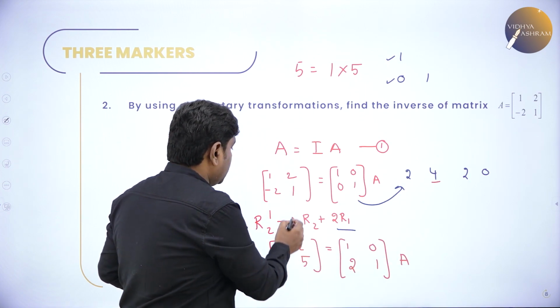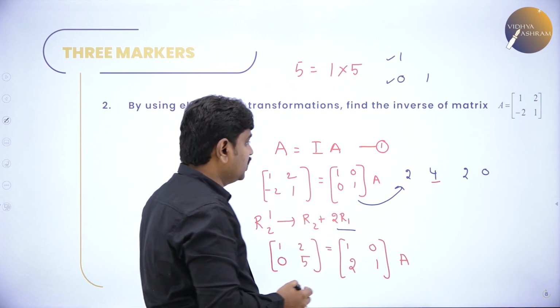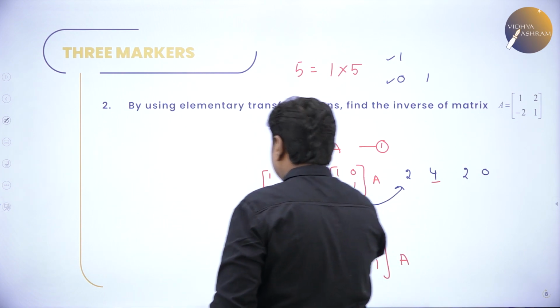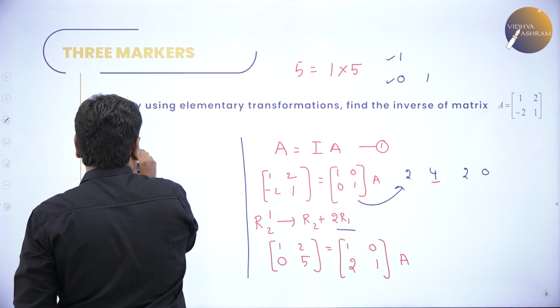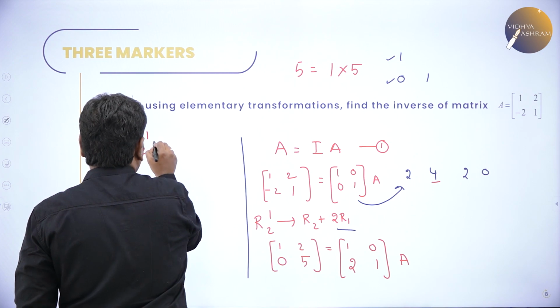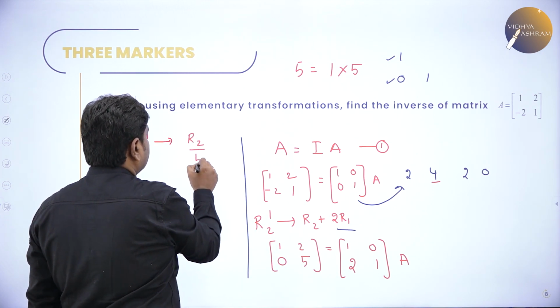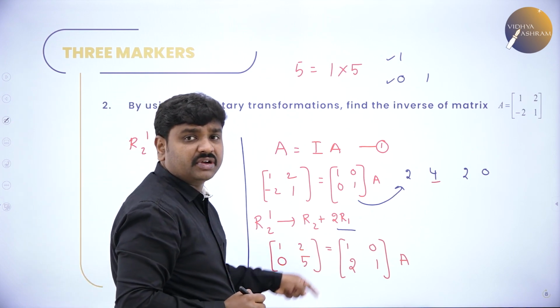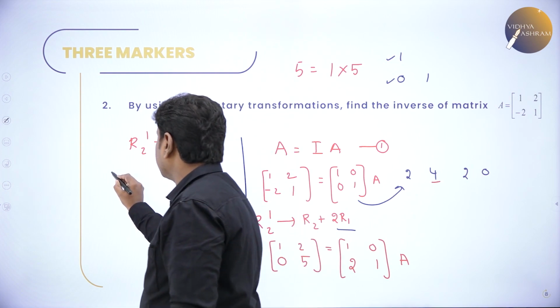So what is present here? 5 is there. How to make this 1? To make that 1, we'll do R2 dash implies R2 by 5. If this number has to be 1, 5 by 5 makes it 1. So I'll divide the second row by 5. First row I'm not disturbing.